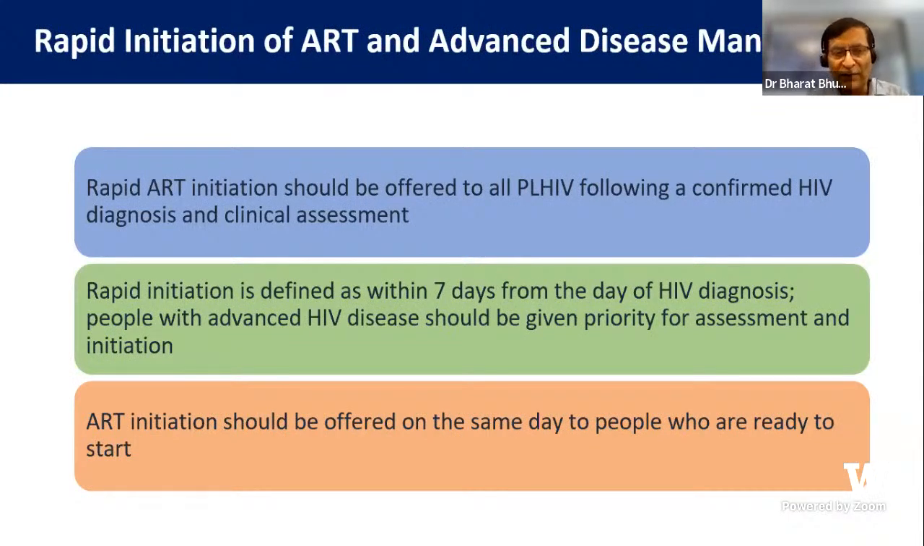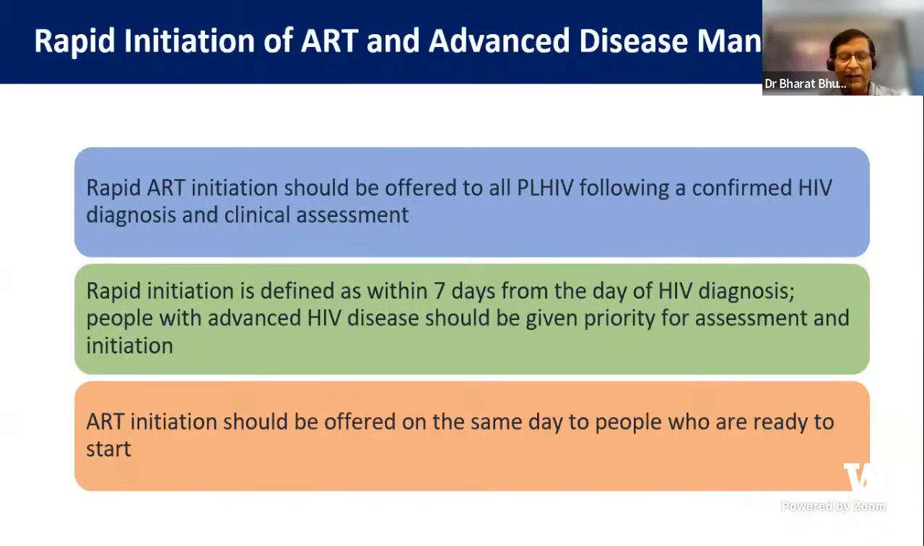Coming back to a very important component, rapid initiation of ART. The guidelines say it should be offered to all PLHIV following confirmed HIV diagnosis. It is defined as starting ART within 7 days from date of diagnosis, and people with advanced disease should be given priority for assessment and initiation.